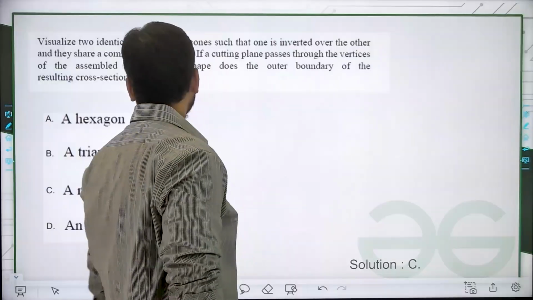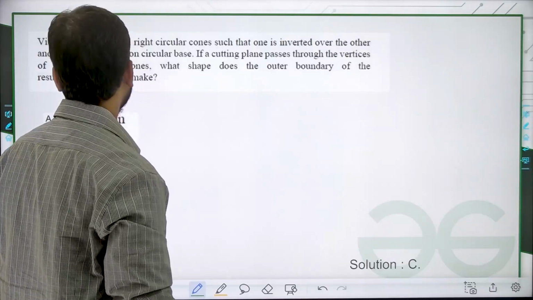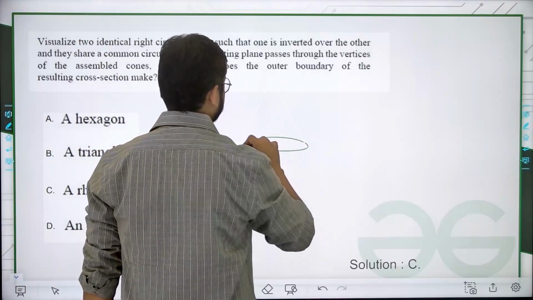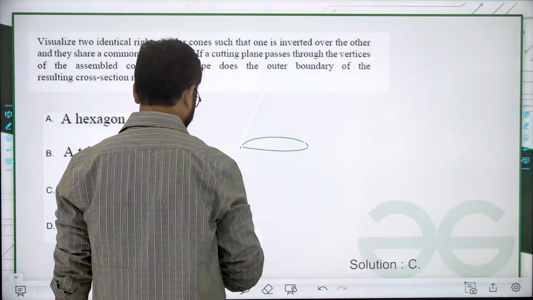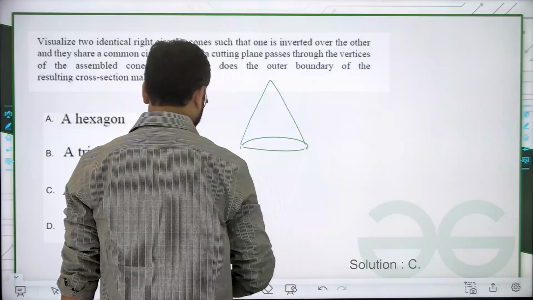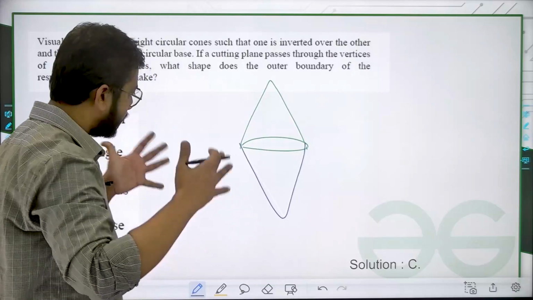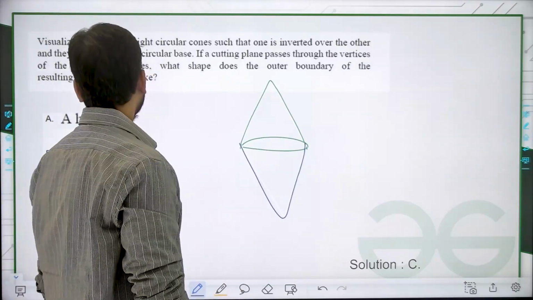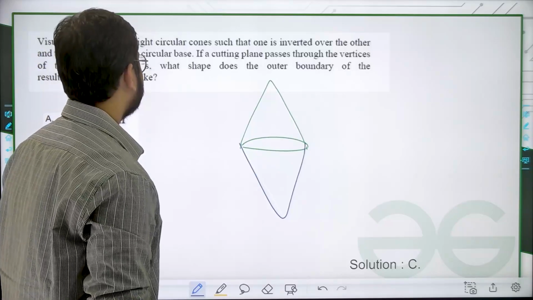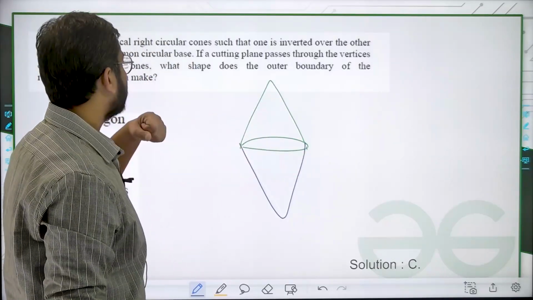Visualizing two identical right circular cones, such that one is inverted over the other in such a way that they have a common circular base. Something like this. The cutting plane passes through the vertex.